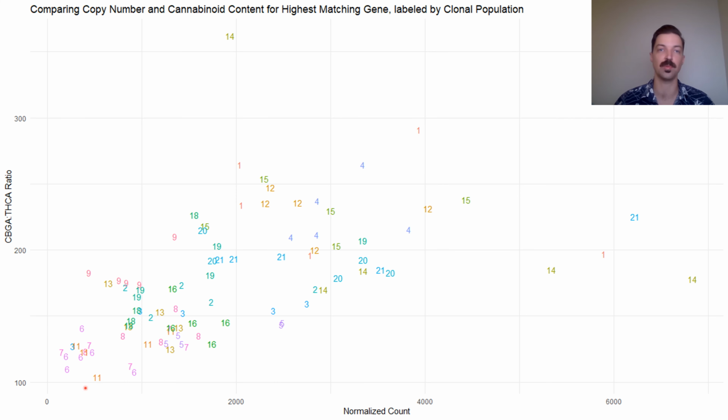It can be seen here that the plants tend to group by clonal populations. Maybe if you can tell, the 4s are all in this area here, the 12s are all in this region here, the 9s are all together over here. Let's see, what else can we see here? The 5s and the 6s. So this is what you would expect, to see that plants of the same clonal population are giving you the same approximate normalized counts as well as the same CBGA to THC ratios, and so that's a very positive indication that we're moving in the right direction with this.